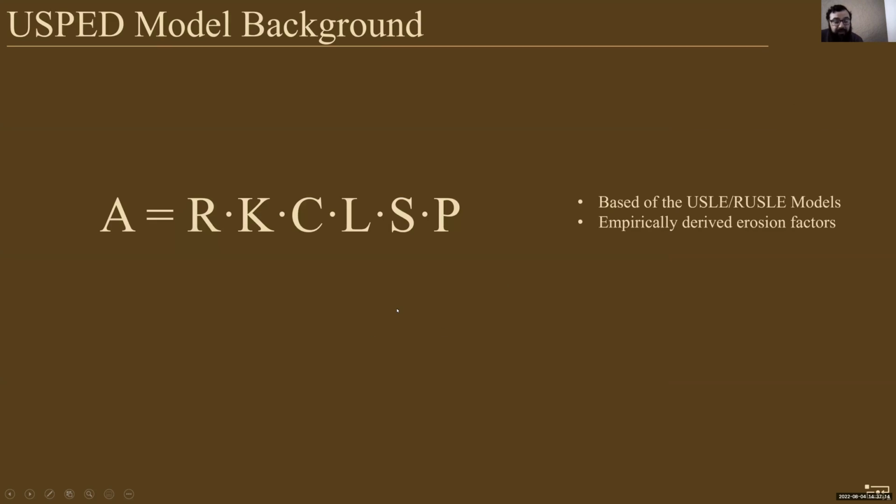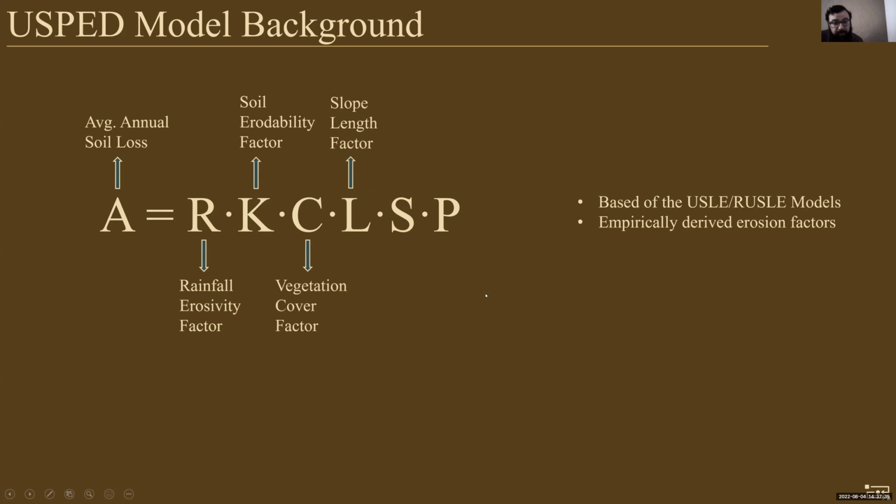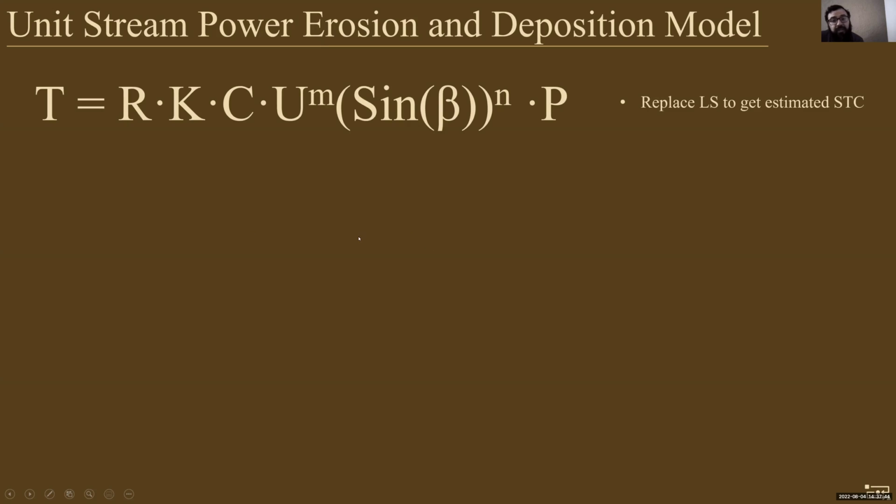Before I can talk about the USPED model, I need to talk about another model, which is called the Universal Soil Loss Equation, and its derivative, the Revised Universal Soil Loss Equation. Essentially, they estimate the average soil loss rate based on 6 empirically determined factors. These are the R factor, the rainfall erosivity factor; K, the soil erodibility factor; C, the vegetation cover factor; L, the slope length factor; S, the slope steepness factor; and P, the soil conservation practice factor.